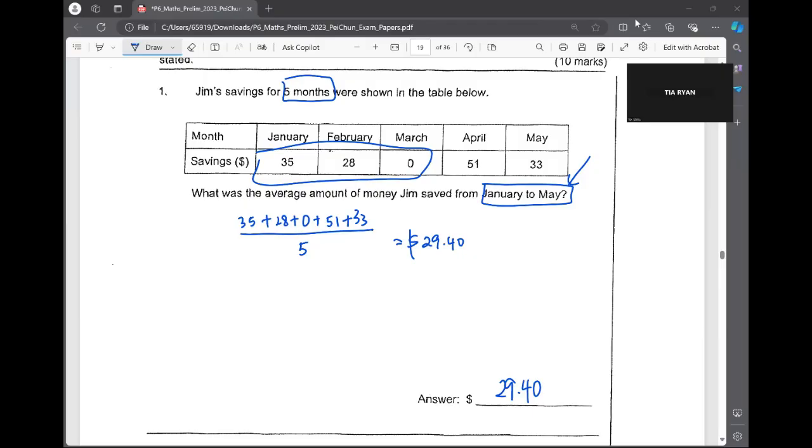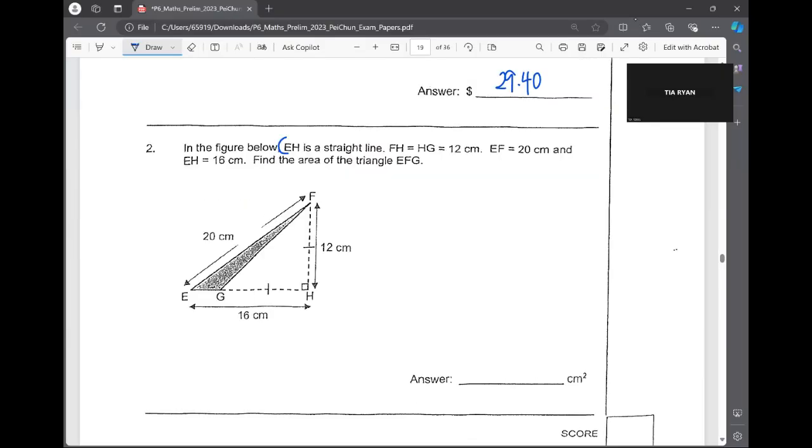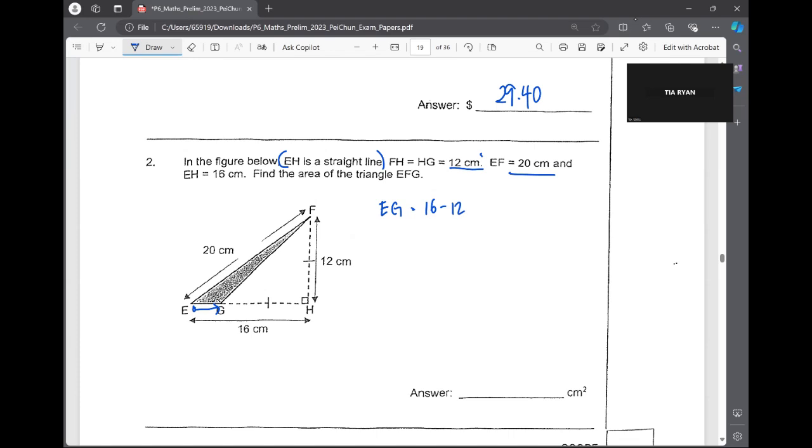For this question, we know that in the figure below, EH is a straight line. FH equals HG, which is 12 cm. EF equals 20 cm and EH equals 16 cm. So we know that EH is 16 cm. From that, we can find EG, which is over here, the base of the triangle. It will equal 16 minus 12, which is 4 cm.